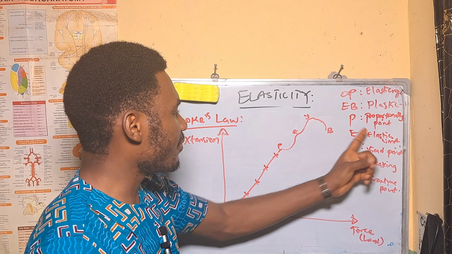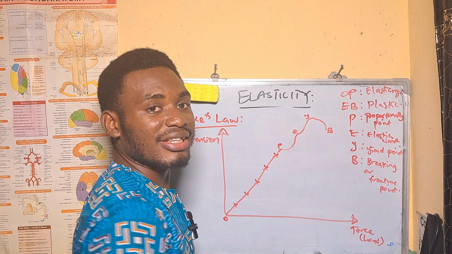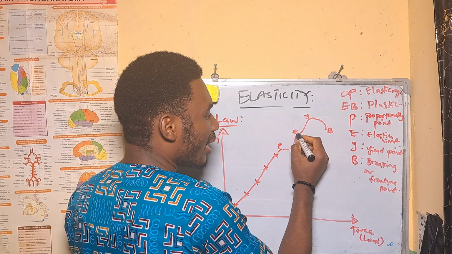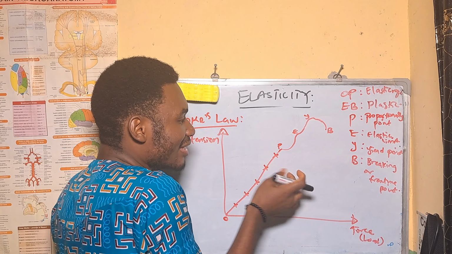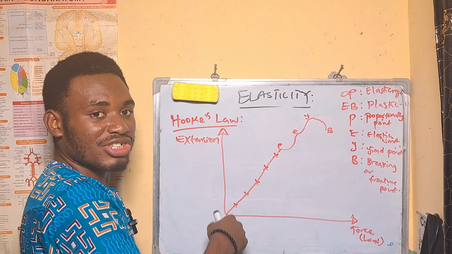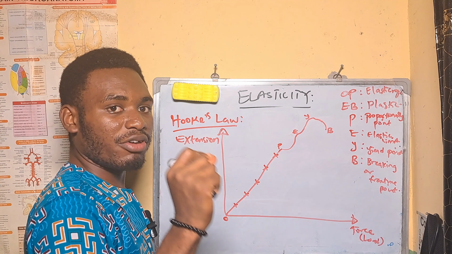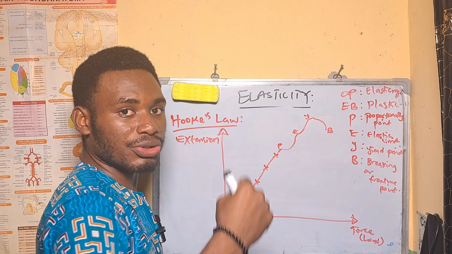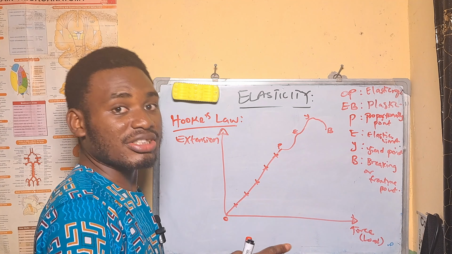So let's talk about the elastic limit first. Now let's talk about this point E. At point E, the elastic object has taken much force, and beyond this point E, this elastic object cannot return back to its original position. You know, when I gave you the definition of elastic objects, these are objects that can return to their original position once an applied force is removed.